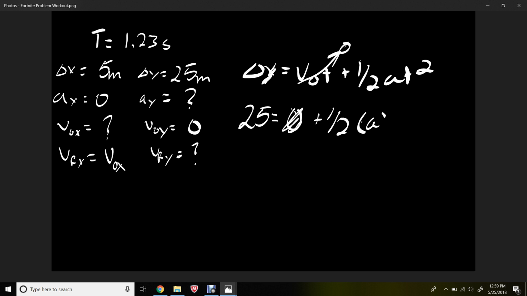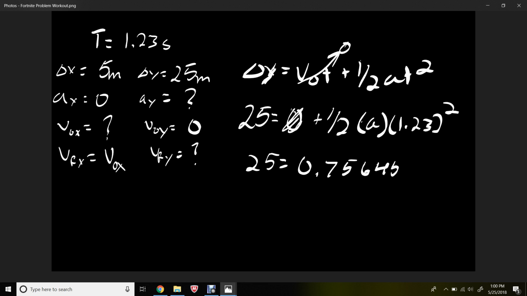times the acceleration times t squared, so 1.23 squared. Upon working that out a little bit more, you'll get 25 equals 0.7564 times the acceleration. Dividing out, you get that the acceleration equals 33.049 meters per second squared.